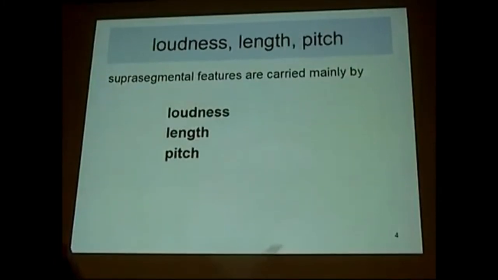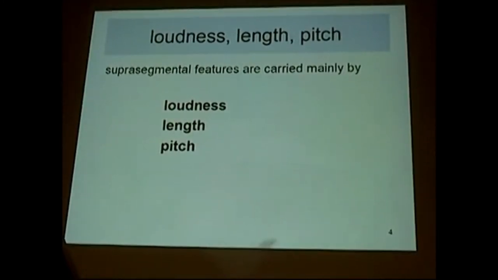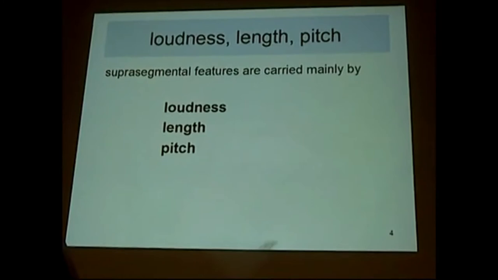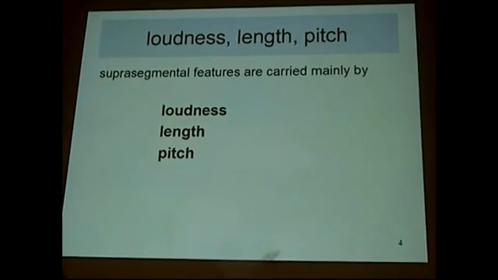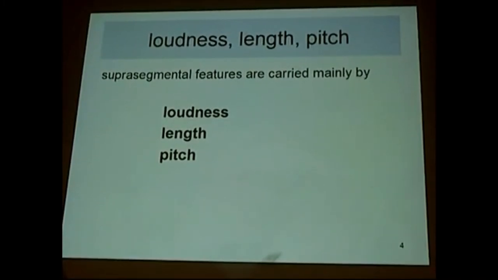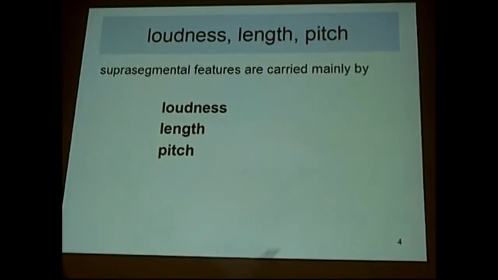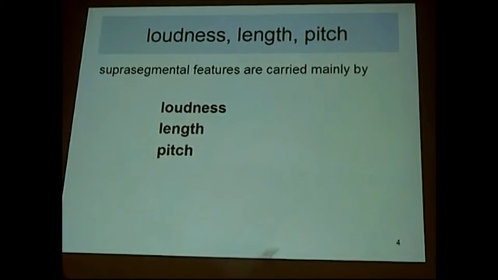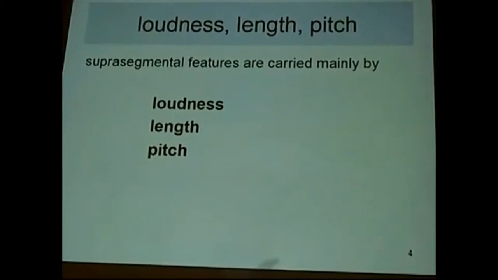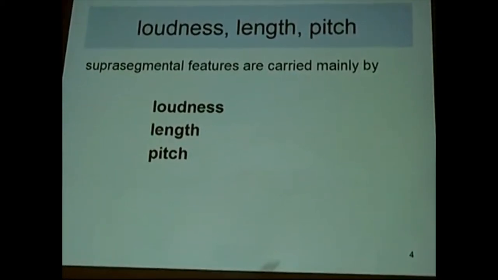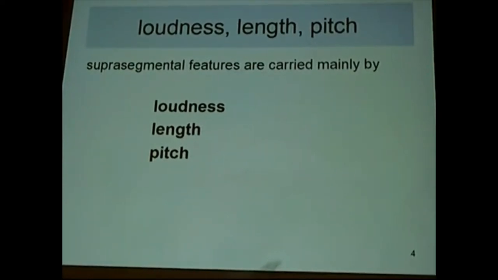Now, what is it that conveys suprasegmental features to the listener? For the most part, it's these audible qualities in speech that carry the information about stress and rhythm and intonation to the listener. Loudness, length, that is the duration of particular portions of the speech signal, and pitch. Now, I probably don't need to say much about loudness or length, it's obvious what those are, but maybe just a note about pitch.